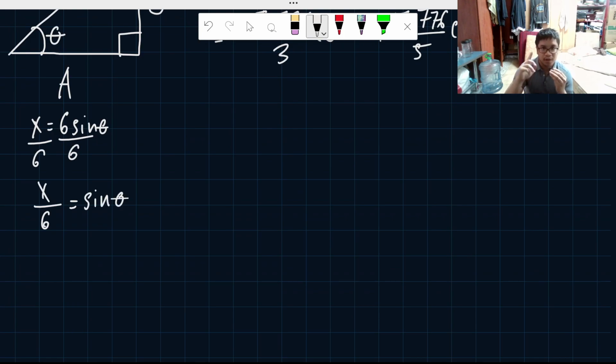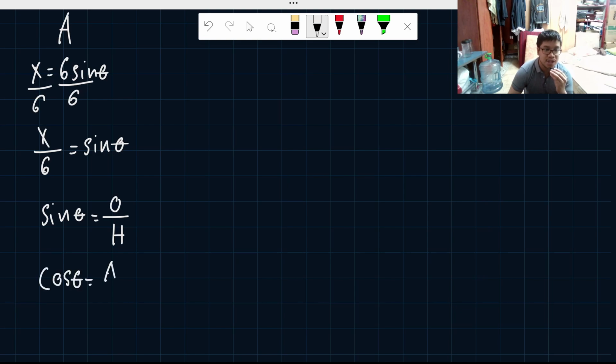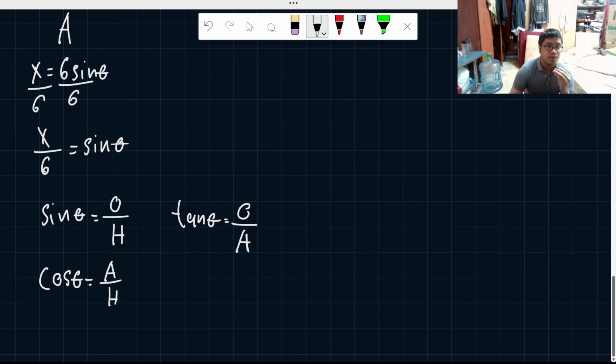Now let's recall at least 3 trigonometric ratios, okay? Let's recall those 3. So remember that sine theta is equal to the ratio of opposite and hypotenuse, or in other words, O all over H. Cosine theta, on the other hand, is adjacent all over hypotenuse, and tangent is opposite all over adjacent. That's it. Okay?